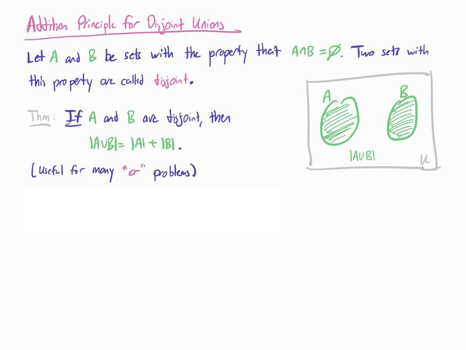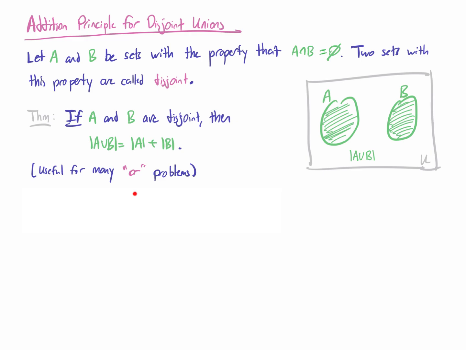So here's the theorem. If A and B are disjoint, and this is important, if they're not disjoint, this doesn't work. We'll see what to do in that case later. If A and B are disjoint, then the cardinality of A union B is equal to the cardinality of A plus the cardinality of B. This is very useful in a lot of cases where we're considering an OR type of problem. We'll see lots of examples of this.